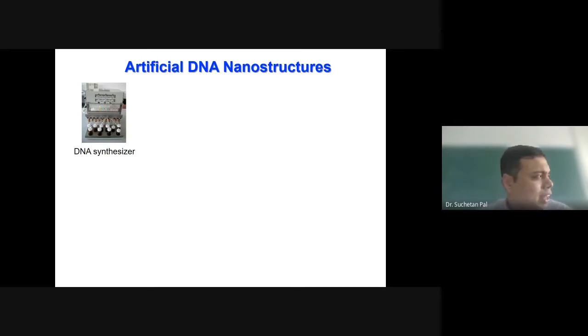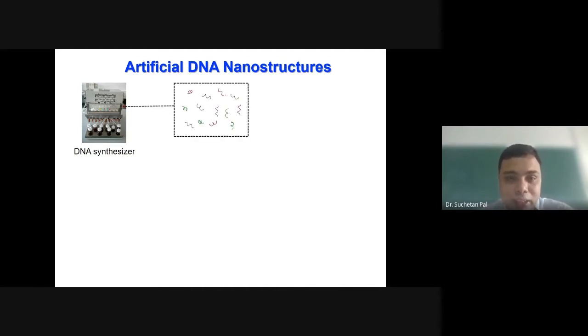So we have natural DNA in our cells, inside the nucleus of our cell, but we are making artificial DNA nanostructures out of synthetic DNA. We have a DNA synthesizer in our lab, and you can make DNA of any length and any sequence from it. So this is chemically made artificial, single-stranded DNA, right?